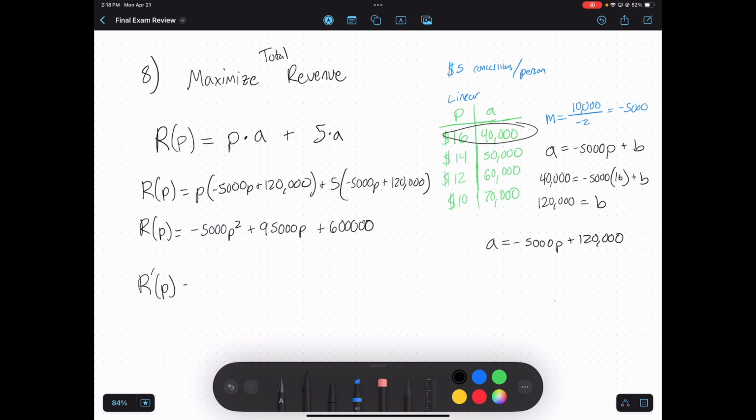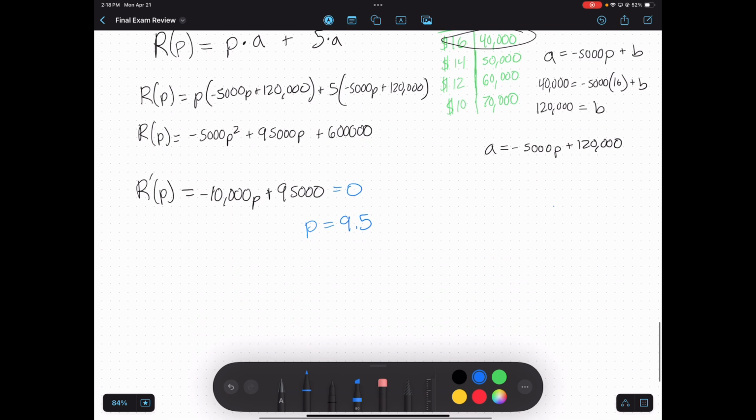So the derivative of this revenue equation is negative 10,000p plus 95,000. If I set that equal to 0, I get p is equal to 9.5. So, very nice. There's my optimized price. That's the price that I should set it at. And if I set it at that price, if I calculate the attendance at 9.5, I get 72,500. Sorry, I changed my notation. We were using lowercase a.